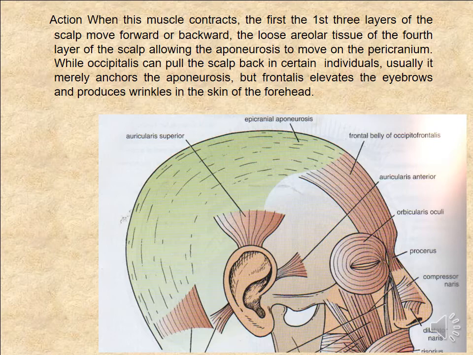While occipitalis can pull the scalp back in certain individuals, usually it merely fixes the aponeurosis, but frontalis elevates the eyebrow and produces wrinkles in the skin of the forehead.